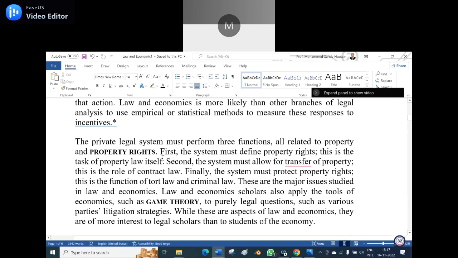Here the transfer of property, in the sense, if the father is alive, he is having a lot of property. After his death, the property will be distributed. Am I right? Yes. So in what way can a transfer of property be undertaken? Can you tell me?